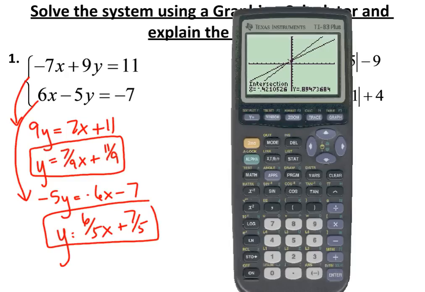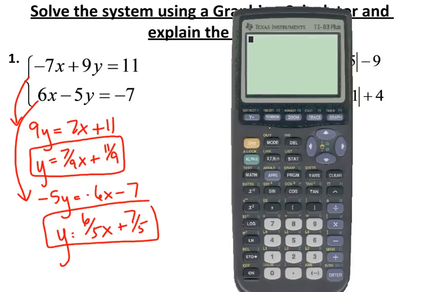And now they give me an answer. They told me x equals negative 0.42, and it keeps going on, and y equals 0.89. Now, those are nasty decimals. And unless I ask for a decimal answer, I always want the exact answer. So how do you change these to the exact answer? Well, your calculator stores this in x and stores this in y.